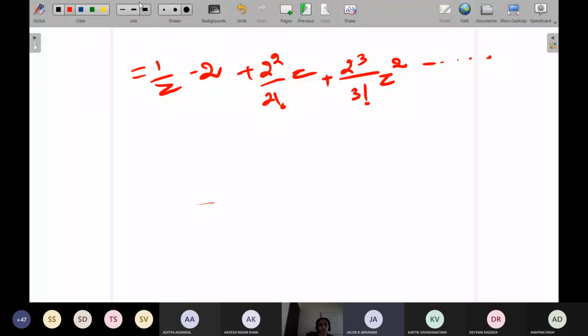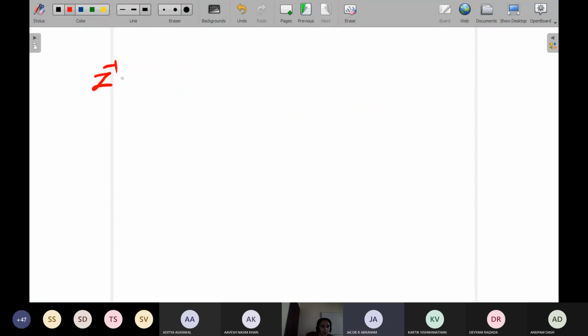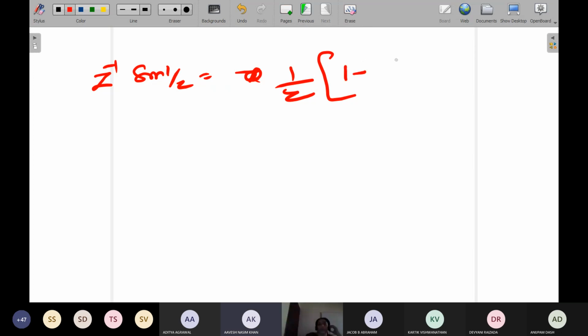Why is it you have to take it the other way? So you have z power minus 1 into sine 1 by z. So you'll get 1 by z into, what is sine 1 by z? What's the expansion of sine 1 by z? 1 by z minus 1 by z whole cube by 3 factorial plus 1 by z whole power 5 by 5 factorial and so on, correct?